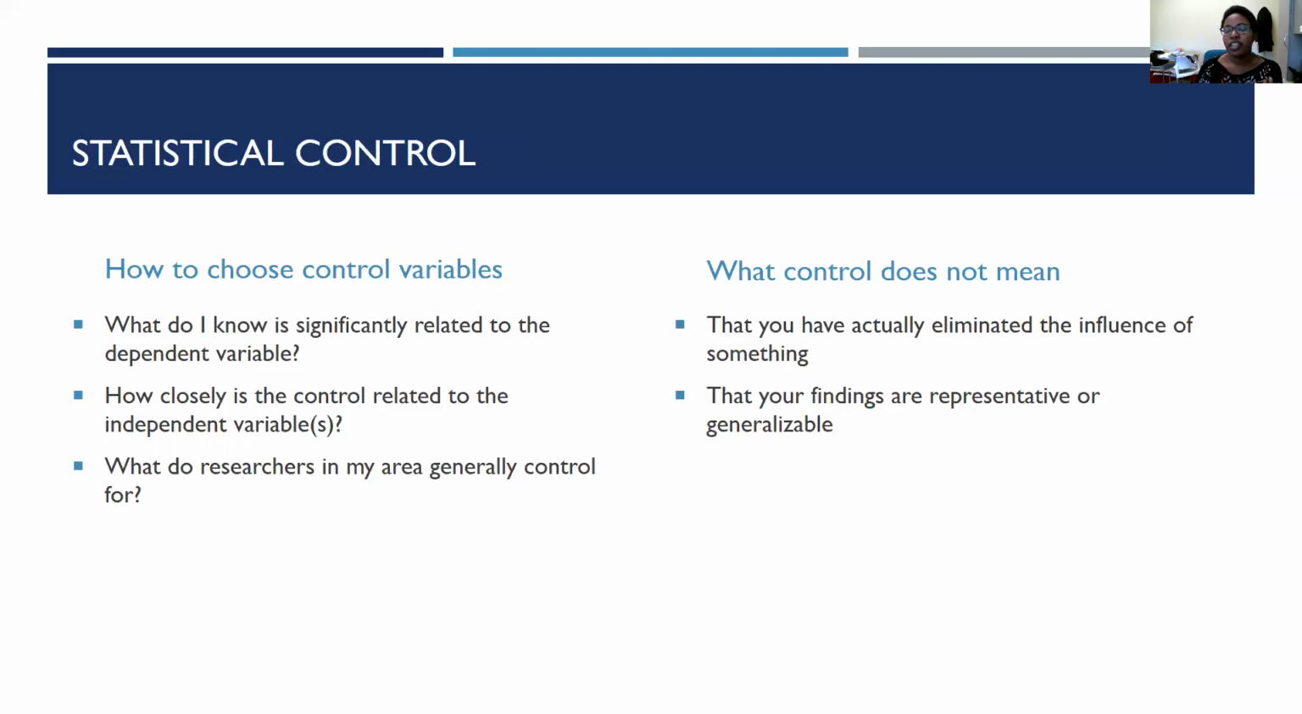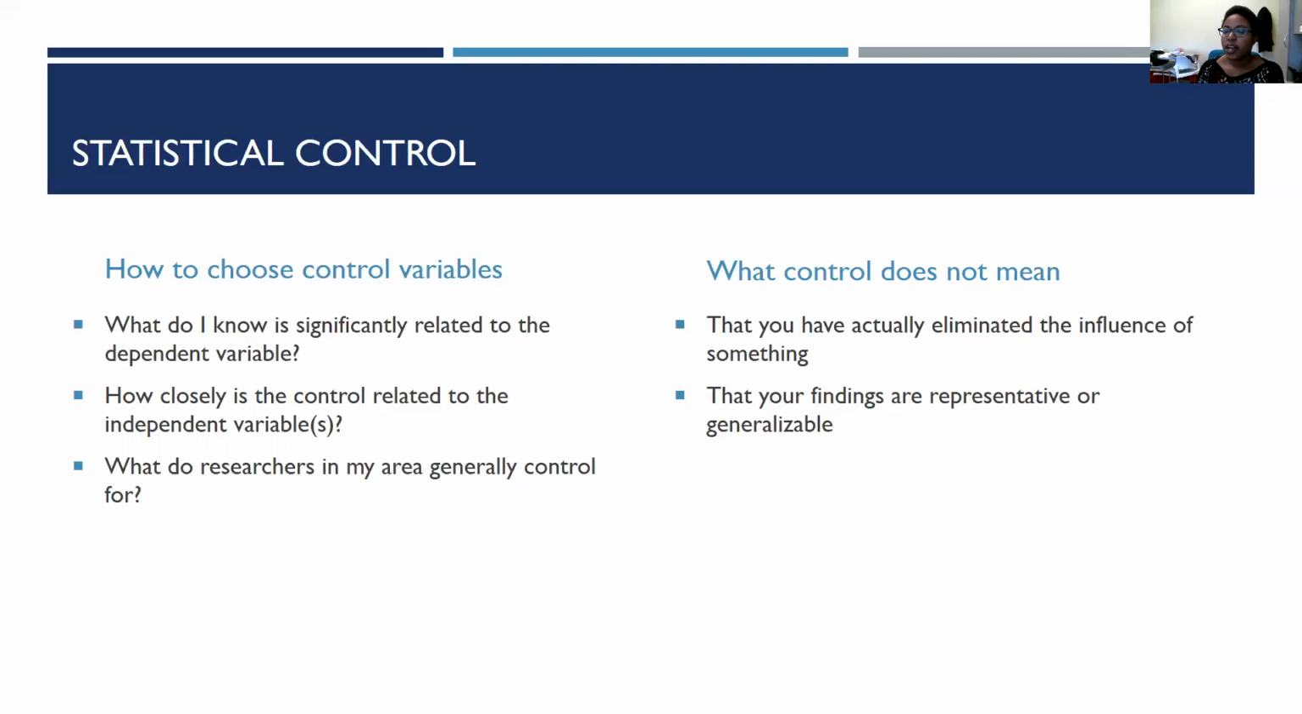What do you already know is significantly related to your dependent variable? Things I already mentioned about achievement. We know that girls tend to score higher in achievement, right? We might know that once you go from middle school to high school, achievement tends to drop, right? So those are some of the things that you know already, so you should probably control for them.